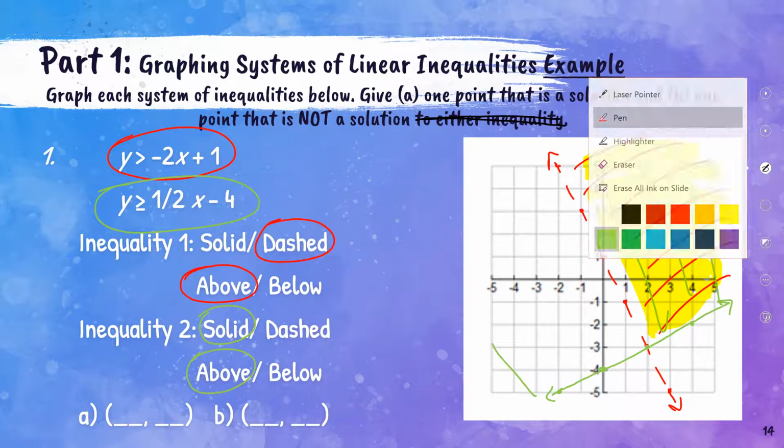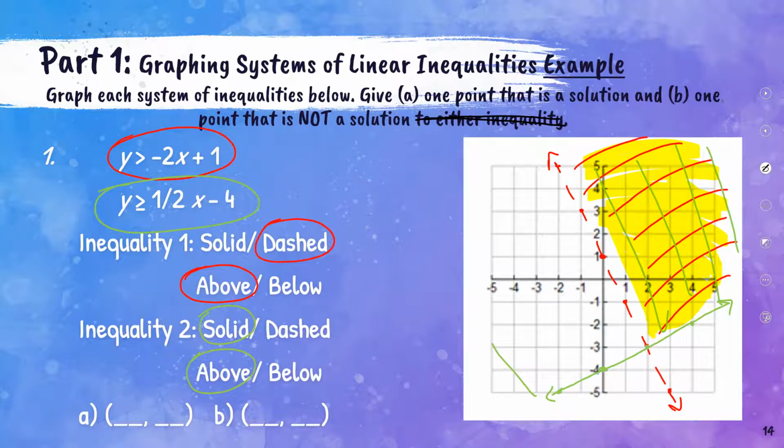So let's see if we can find some points here. Let's find a point that is a solution. Let's look at the point 2, 2. This lies in our region, so it is a solution. Now let's look at another point. Let's say I were to use the point 1, negative 5. This is not a solution because it does not lie in our shaded region.